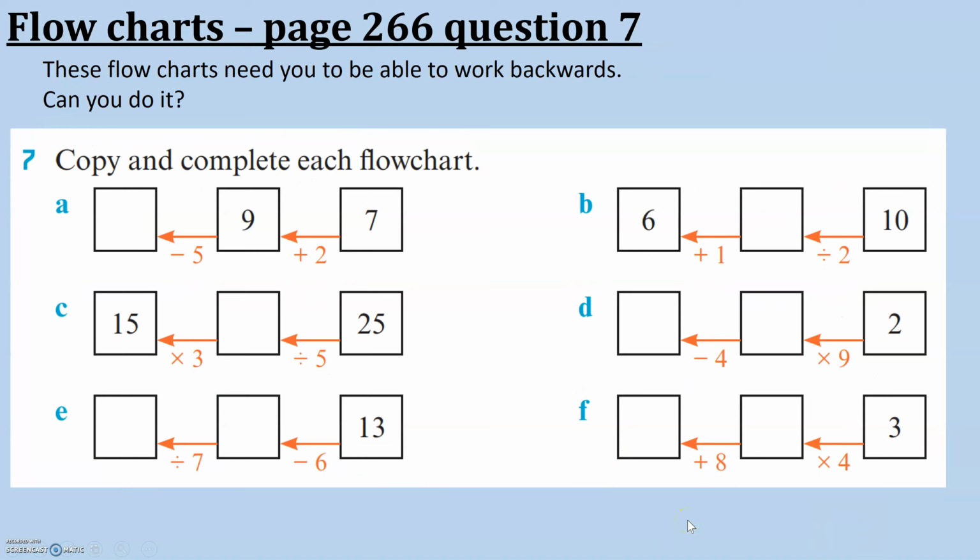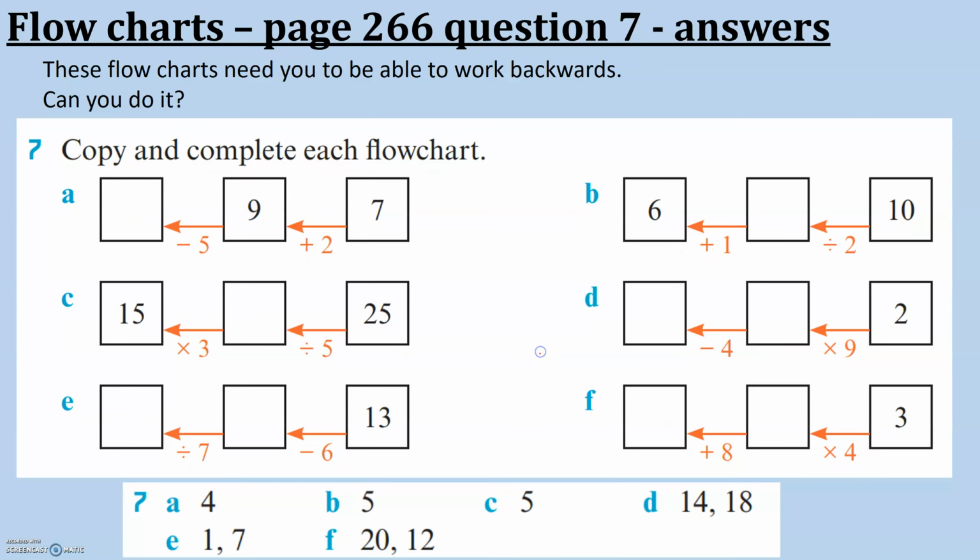Alright, these flowcharts are arranged completely in reverse. So you can see here we have 7 plus 2 is 9. 9 take 5 will give us 4. Alright, so pause the video and get some practice working backwards through these flowcharts. And again, hit pause and check your answers.